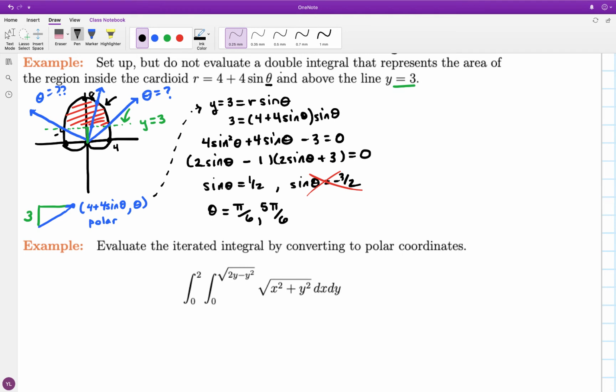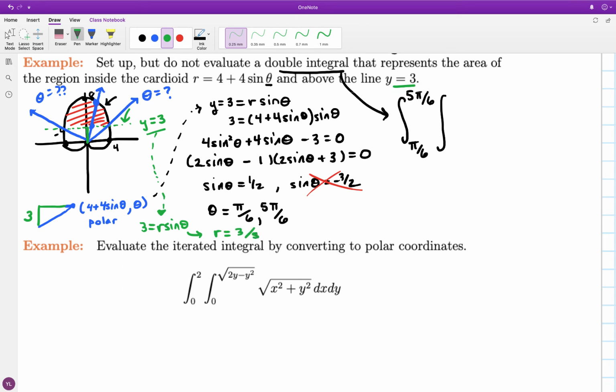So now I can set up my polar integral. The outer bounds for theta are going to be pi over 6 and 5 pi over 6. And then I go back to that ray that's somewhere in between those two theta values to get my r values. I see it enters the region at y equals 3, so I need to express that as a polar function. Again, y is r sine theta, so y equals 3 is the same as 3 equals r sine theta. Solving for r, I get r as a function of theta. So that horizontal line as a polar function is r equals 3 over sine theta.